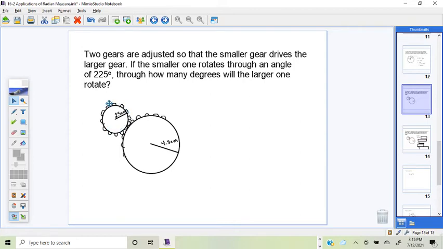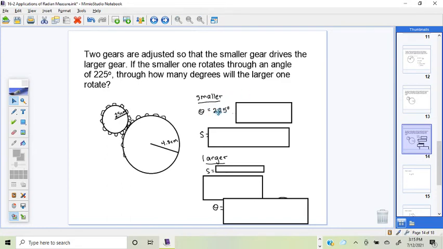Okay, so let's think if the smaller one rotates 225 degrees, we want to figure out how many degrees the bigger one would have rotated through. So let's think this through. Our formulas deal in radians, so we'll make sure that we convert that first. We'll convert it and we get 5 pi over 4. If we divided 225 by 180, we would get 5 fourths, or 1.25 pi would work also perfectly well.